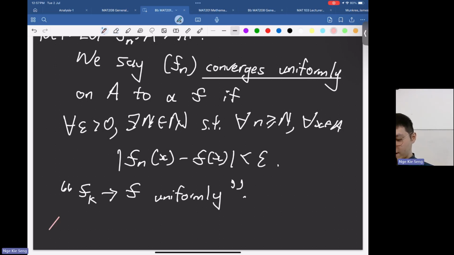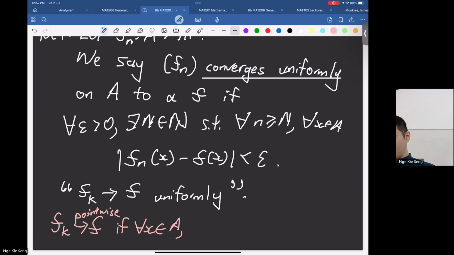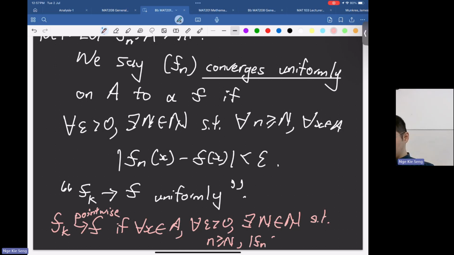Let me put down what pointwise convergence means. You pick a point, and then you do your epsilon business. For every epsilon, there exists an N such that for all n greater than N, |f_n(x) - f(x)| is less than epsilon.